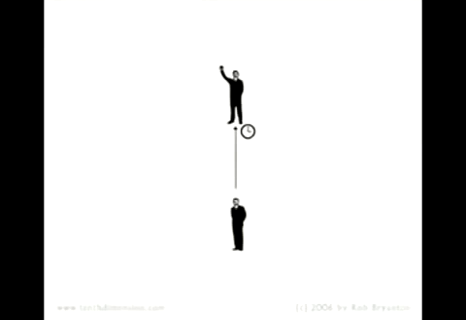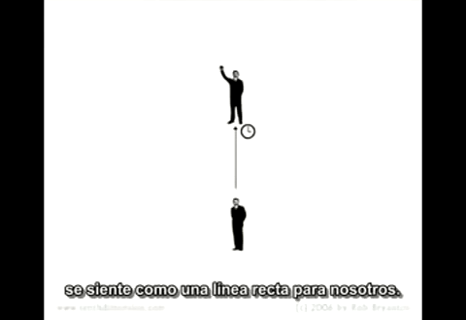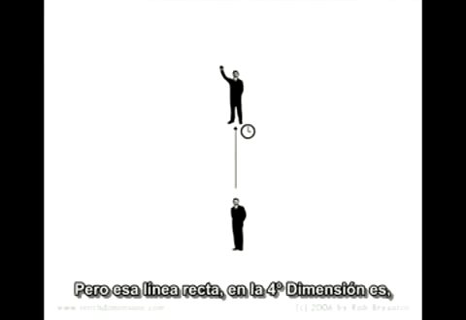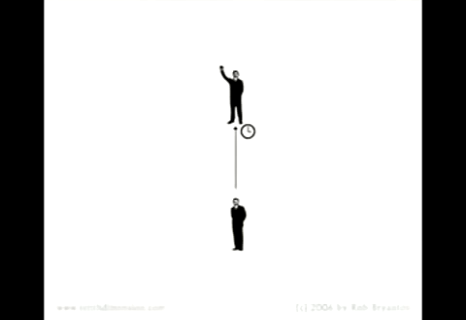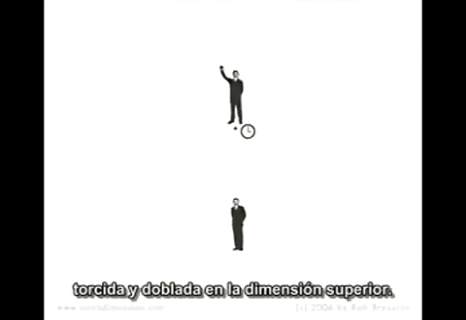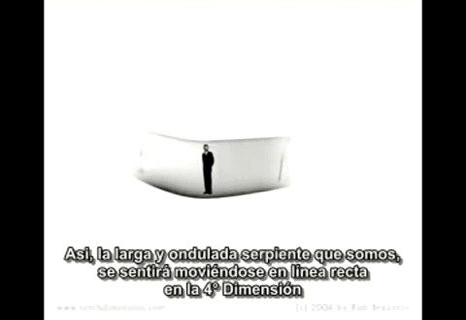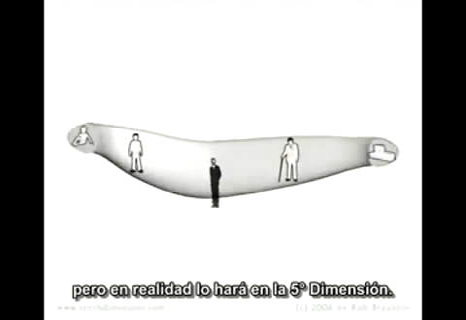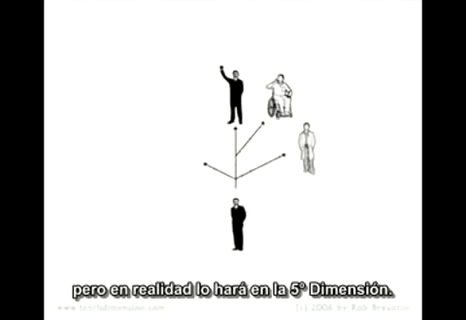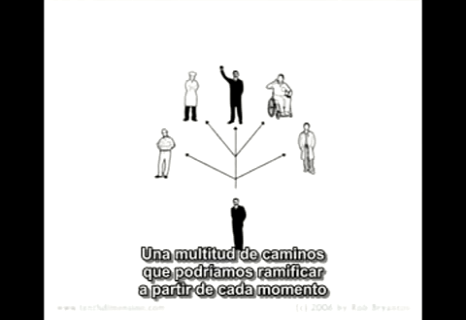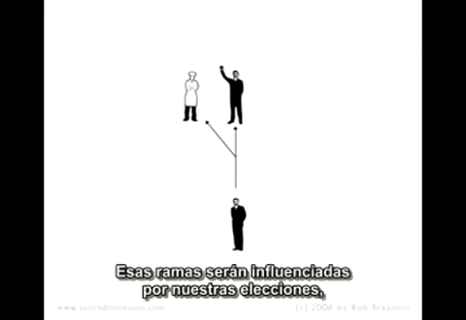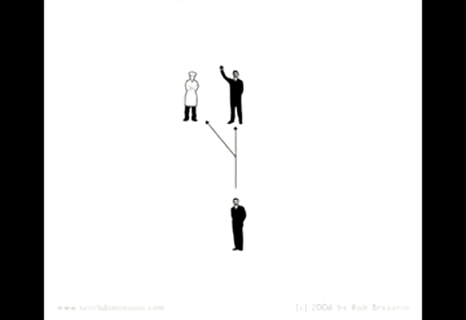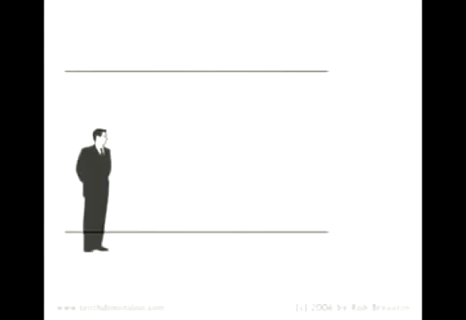The fourth dimension, time, feels like a straight line to us, moving from the past to the future. But that straight line in the fourth dimension is, like the Mobius strip, actually twisting and turning in the dimension above. So the long undulating snake that is us will feel like it is moving in a straight line in the fourth dimension, but there will actually be, in the fifth dimension, a multitude of paths that we could branch to at any given moment. Those branches will be influenced by our own choice, chance, and the actions of others.